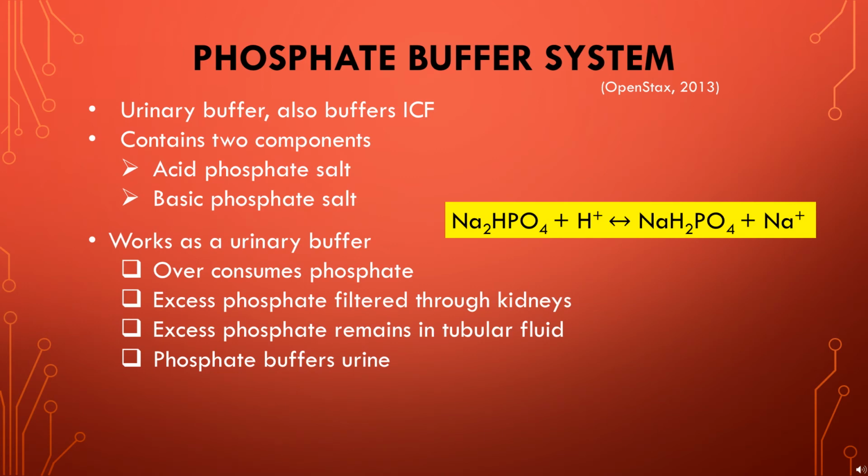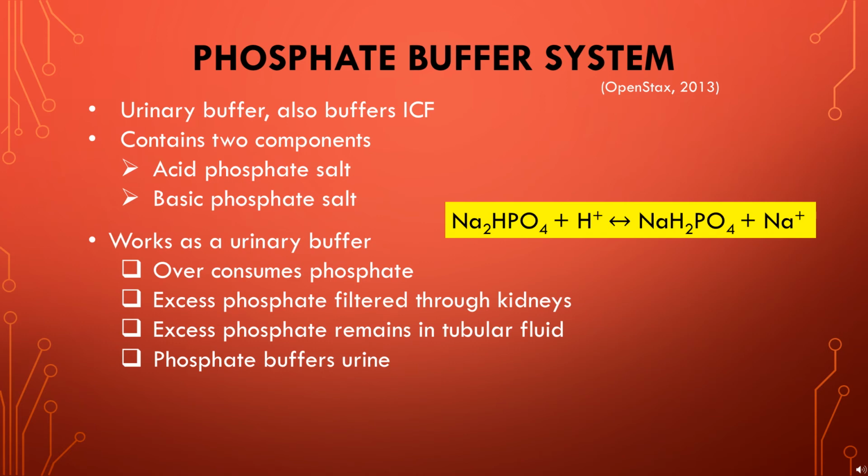The last chemical buffer system that we will be discussing in today's video presentation is the phosphate buffer system. This buffer system is an important urinary buffer, but it also works as a buffer for the intracellular fluid. The phosphate buffer system contains two very different components: an acid phosphate salt that is able to donate a free hydrogen ion when the hydrogen concentration drops, and a basic phosphate salt that is able to accept a free hydrogen ion when hydrogen concentration rises.